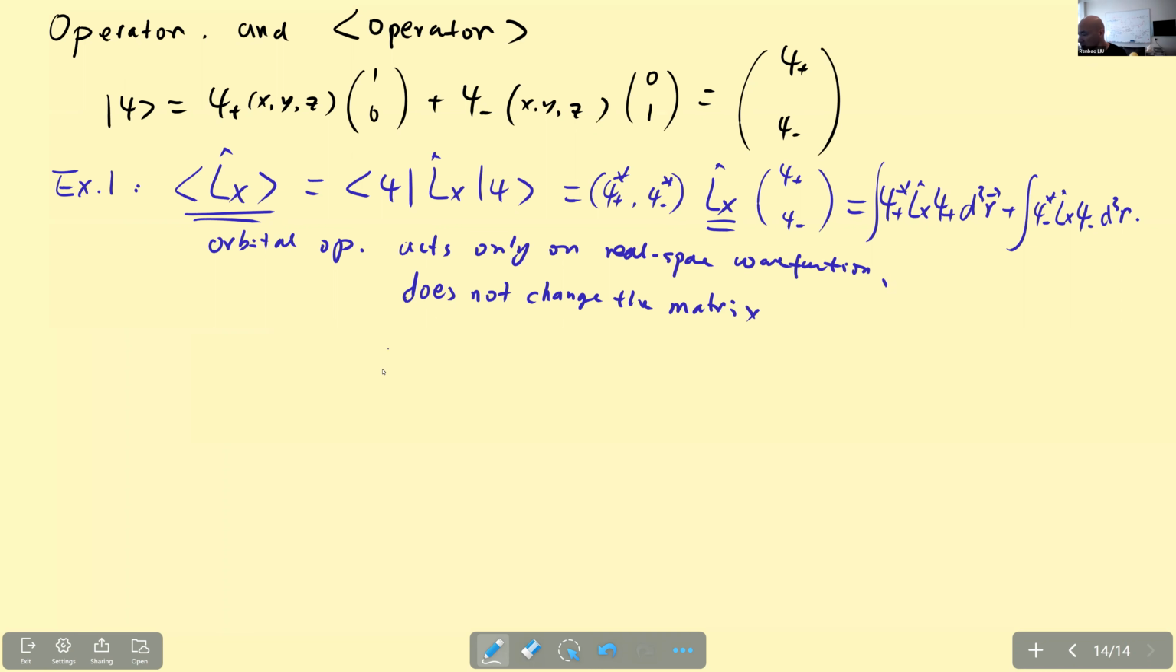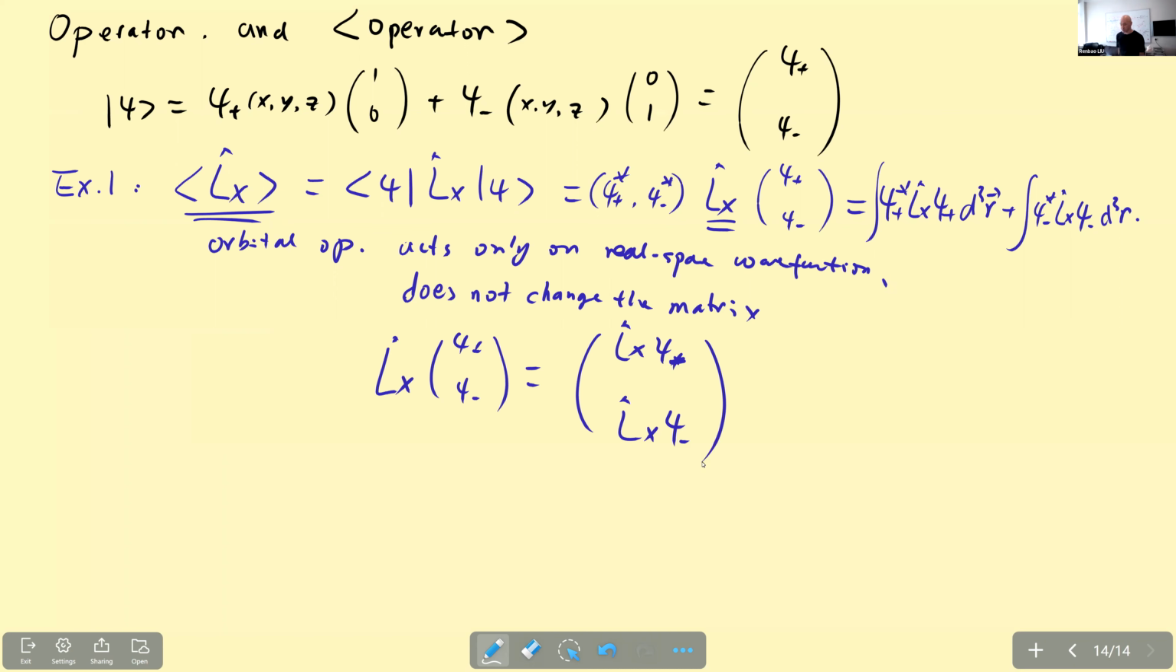So for example, Lx acting on this ψ+, ψ- actually just equals Lx acting on ψ+ and Lx acting on ψ-. Okay, it does not change the matrix. This is one example. Let's consider another example.